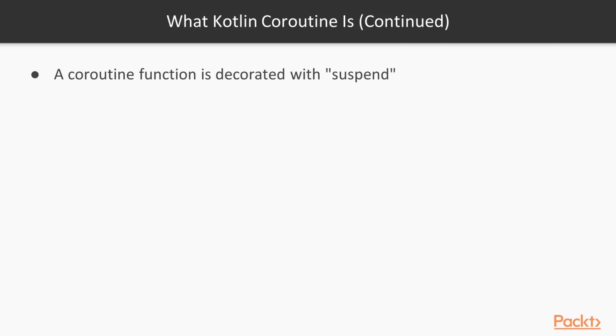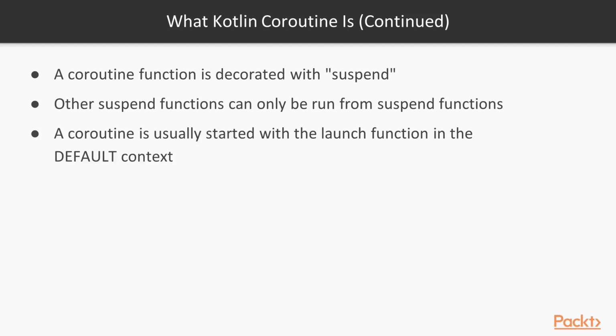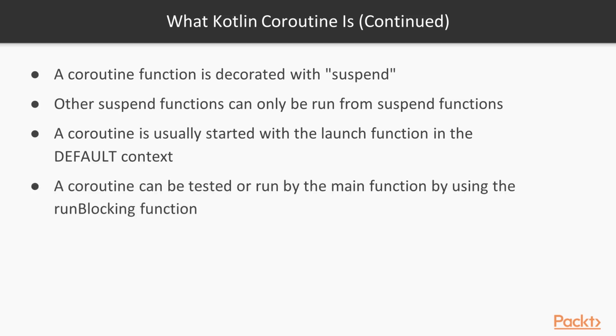A coroutine function is decorated with suspend. Other suspend functions can only be run from suspend functions. A coroutine is usually started with the launch function in the default context. A coroutine can be tested or run by the main function by using the runBlocking function. This should only be used for testing purposes.